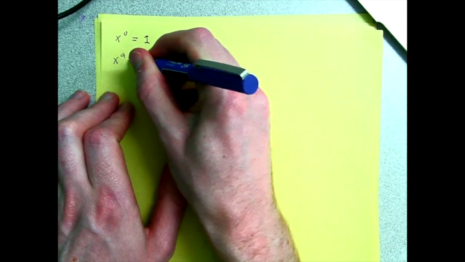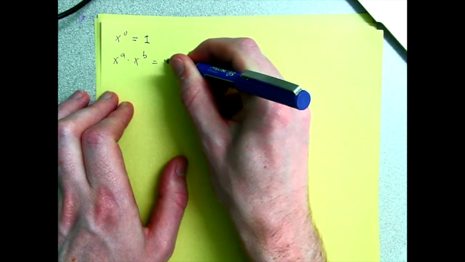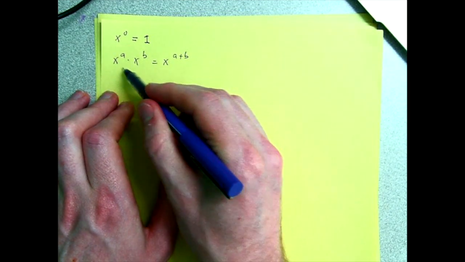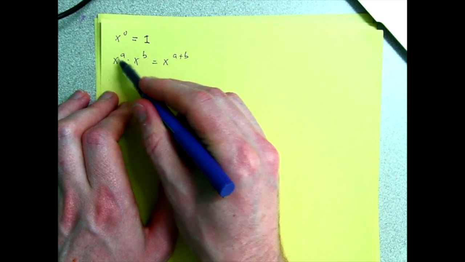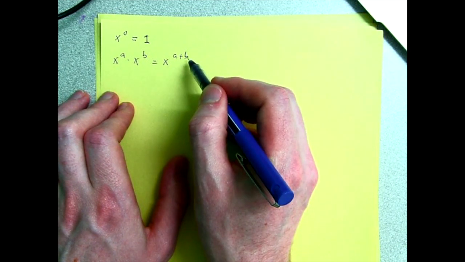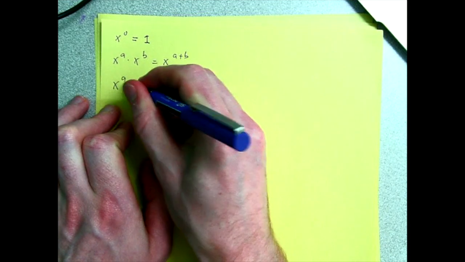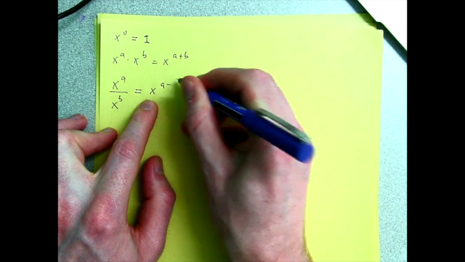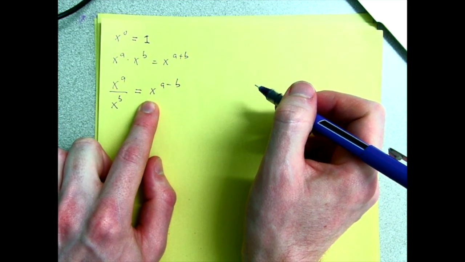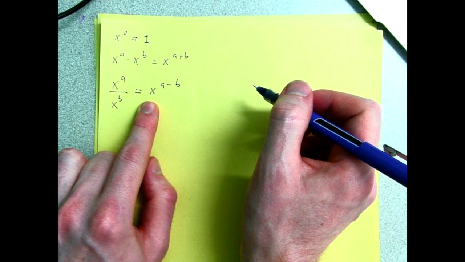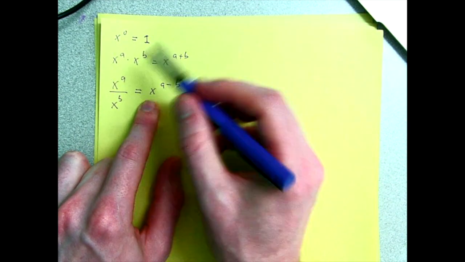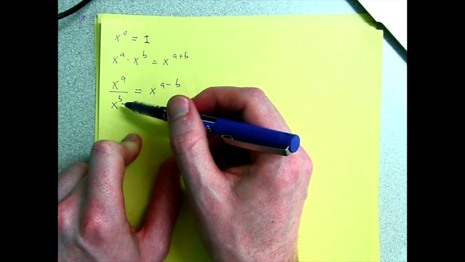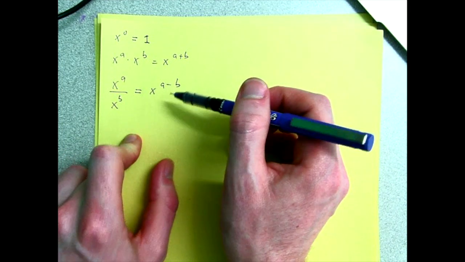Next we have x to the a times x to the b is equal to x to the a plus b. So what this is saying is that if you multiply two expressions with the same base, then you add the exponents. Then we have x to the a over x to the b. That gives you x to the a minus b. So what this is really telling you is that if you have one expression involving an exponent divided by another, then you will subtract the exponents.